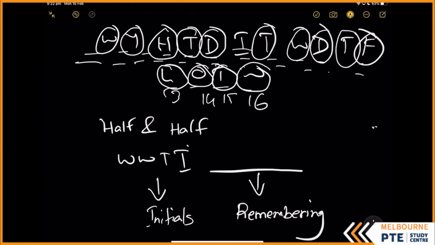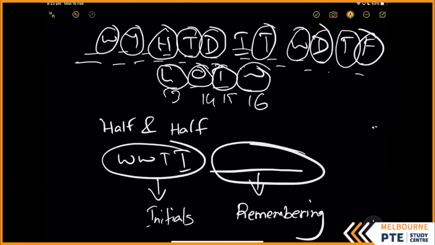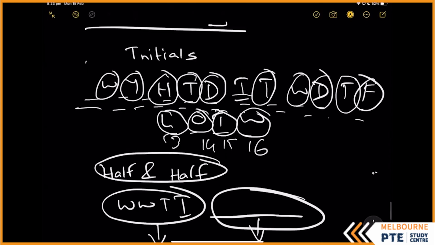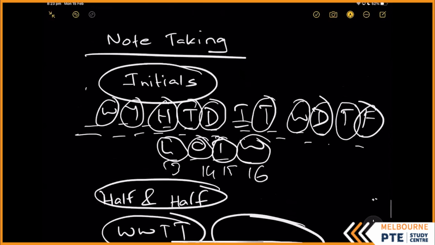Now, generally, the last part of the sentence is easy for people to remember. Why? Because that's the last thing you heard. Understand? It's mostly the first part that you will forget. So that's why we take initials of the first part and try to remember the second part. Got it? So for repeat sentences, we are going to use half and half. For write from dictation, we are going to use initials.